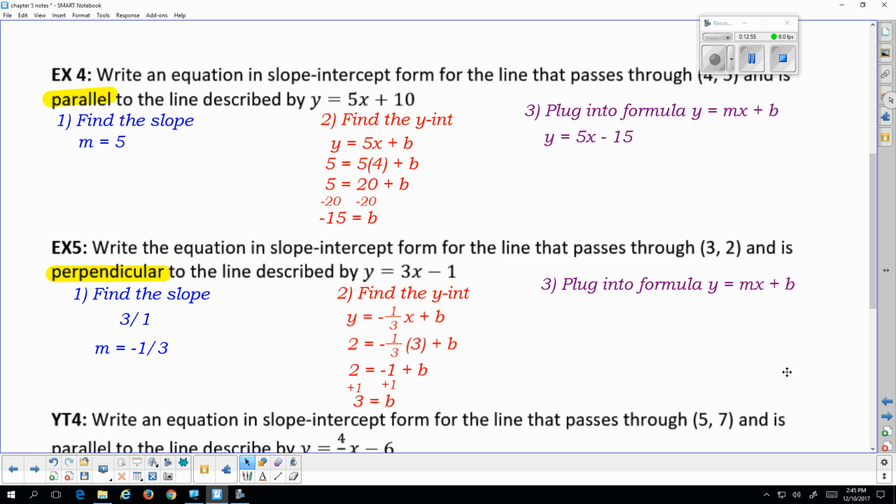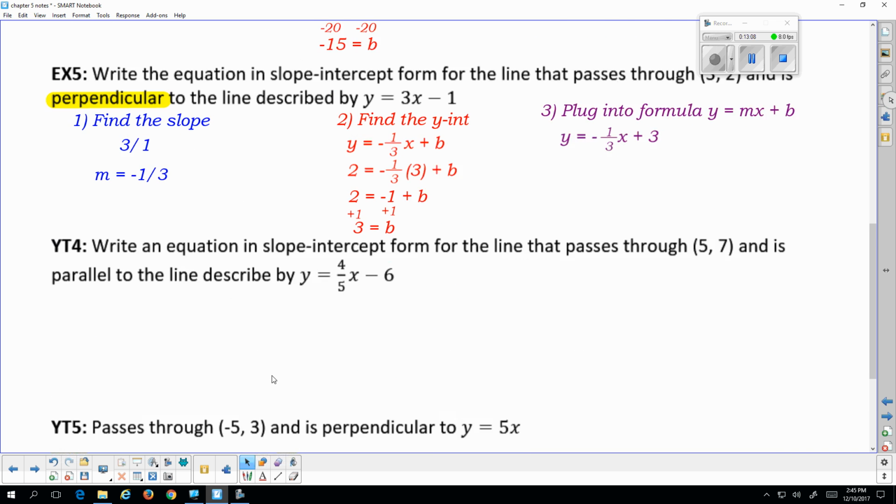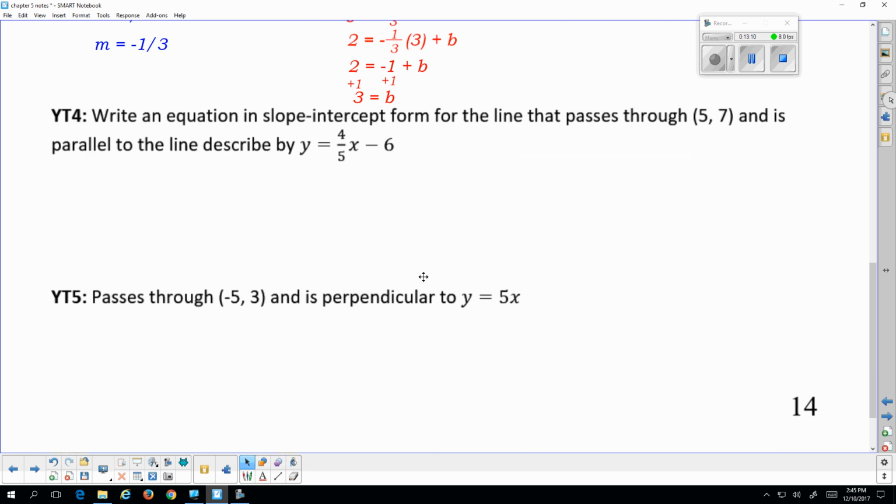Now plug it into the formula and let me know what you get. Your equation should be y equals negative 1/3 x plus 3, because b was positive. Try your turn 4 and your turn 5, and then come check your answers, and then you can start the classwork.